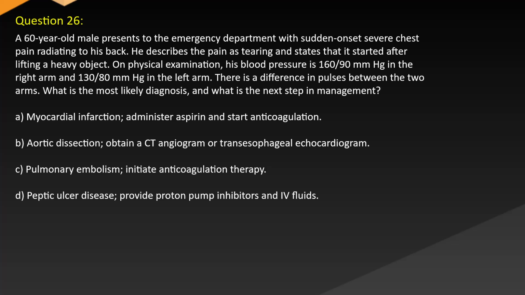A. Myocardial infarction. Administer aspirin and start anticoagulation. B. Aortic dissection. Obtain an angiogram or transesophageal echocardiogram. C. Pulmonary embolism. Initiate anticoagulation therapy. D. Peptic ulcer disease. Provide proton pump inhibitors and antacids.